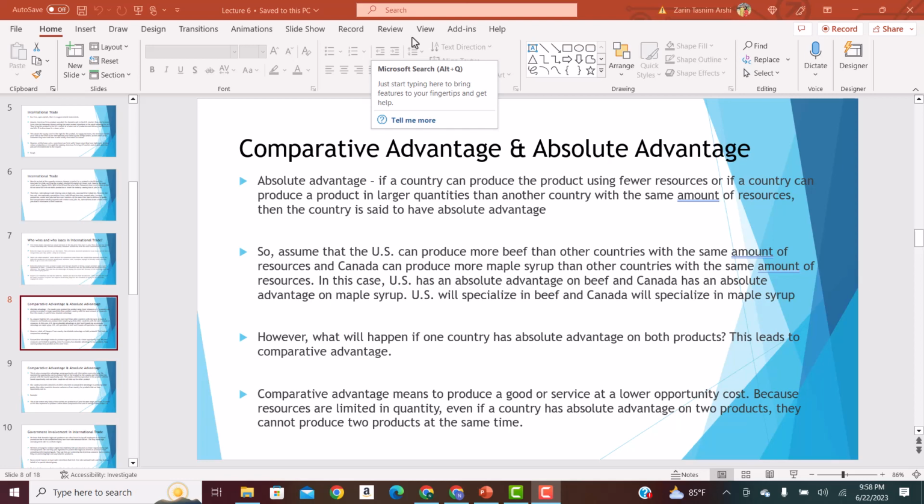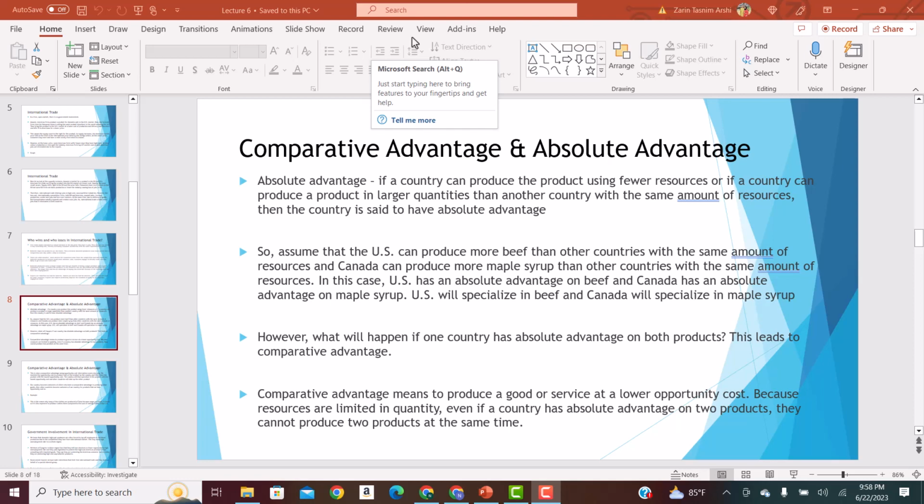Because at times when a country has absolute advantage on two or more products, we have to rely on the concept of comparative advantage, because then the absolute advantage model does not work since resources are fixed in quantity. The country cannot produce two goods at the same time because of limited resources.